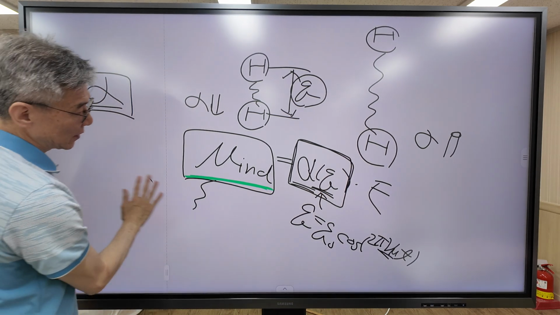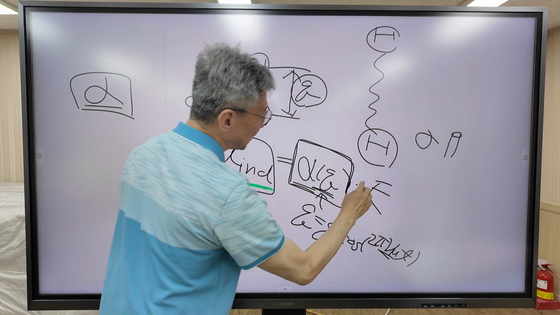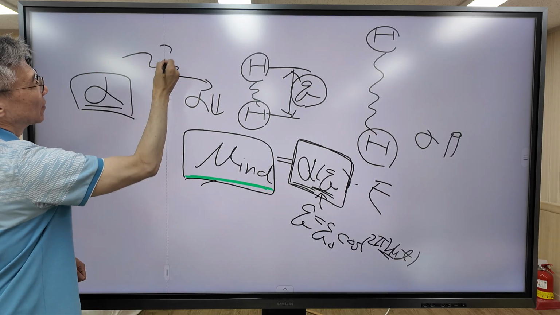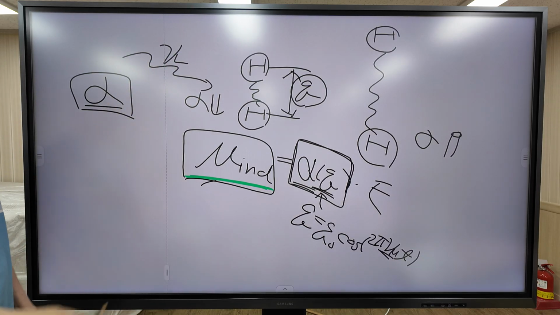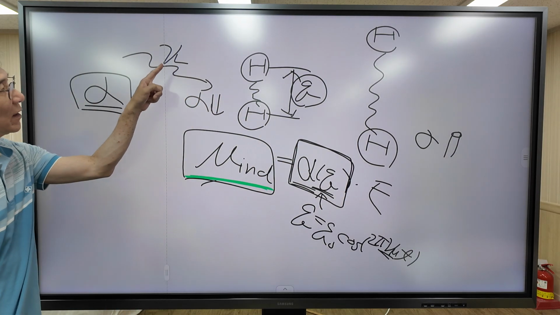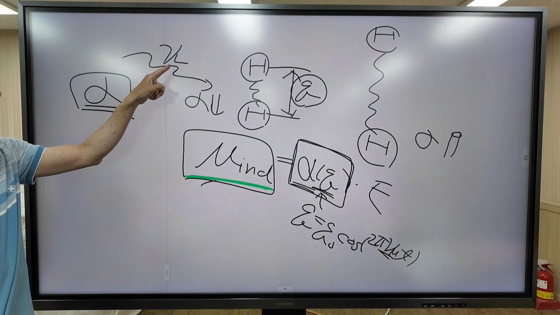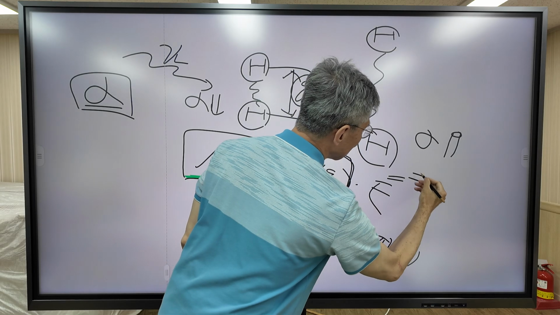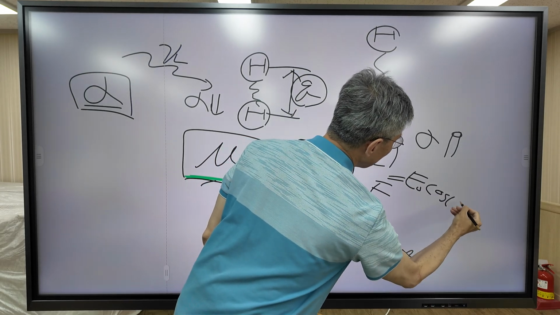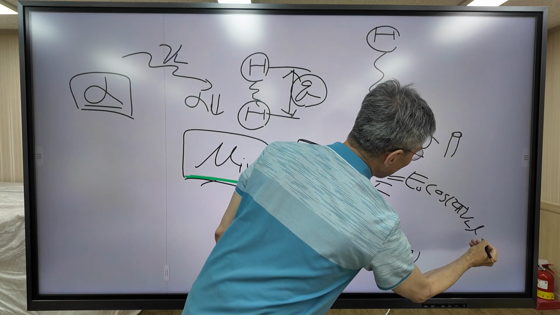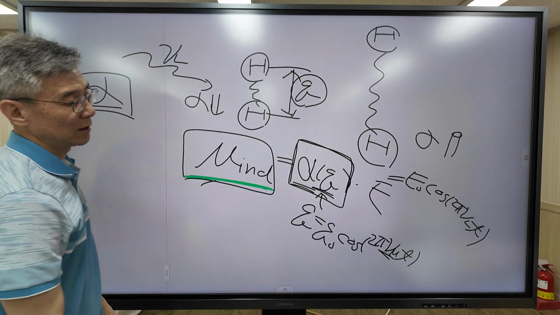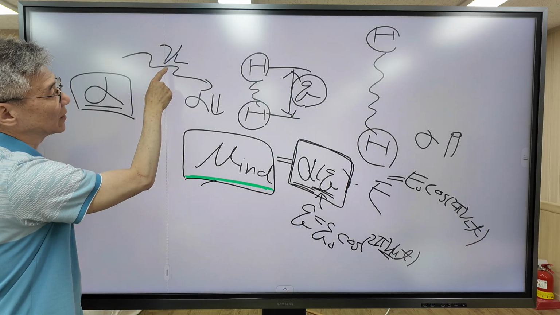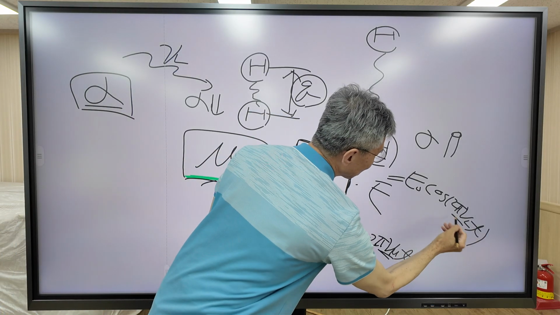Now E is the electric field. In Raman spectroscopy, we irradiate light. The electric field is applied by an electromagnetic field, which is light. The frequency of light is nu L. So E is expressed as E0 cosine 2 pi nu L t.